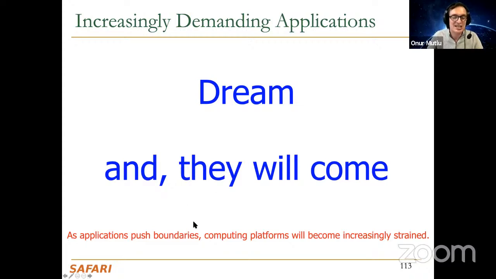As these applications push the boundaries, these computing platforms will become increasingly strained. And we're seeing that with AI and ML, for example. People were not able to execute the training algorithms until they figured out that they could do that on a GPU, because the computing platforms were too strained to execute those algorithms in a reasonable fashion. But now, that's not enough. Even a GPU is not enough because we're very much energy bound. Our models are becoming big.